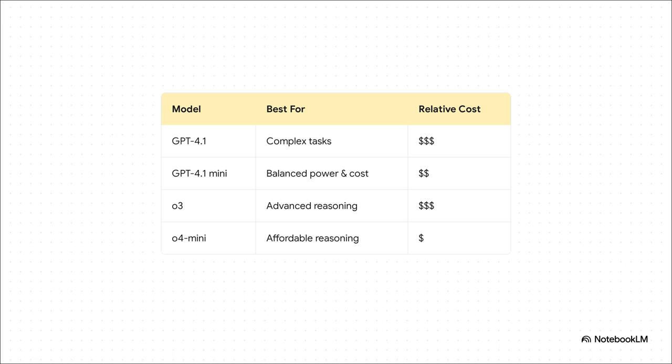You've got the GPT 4.1 series, which is kind of your powerful do-it-all model. The GPT 4.1 Mini is a great sweet spot between power and cost. But if what you're doing needs some serious multi-step logic, we're talking scientific analysis or writing complex code, then you'll want to check out the O series models. Something like O3 is built from the ground up for that kind of advanced reasoning.